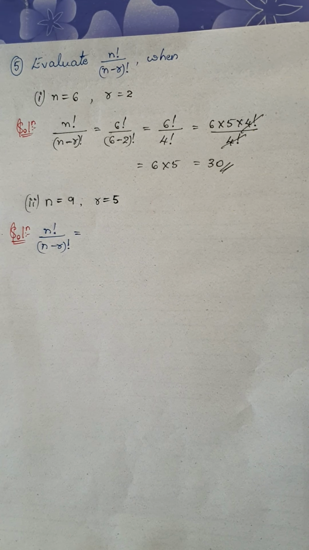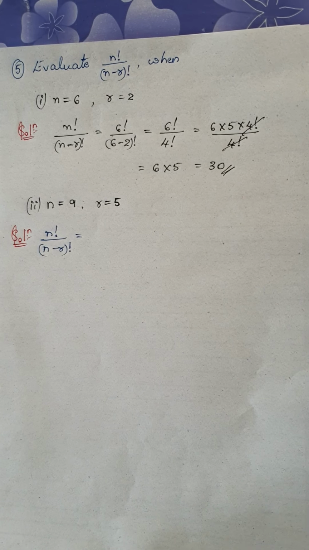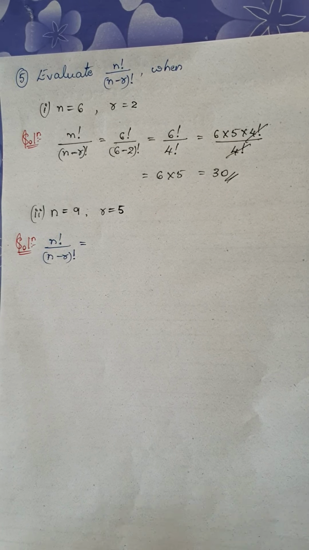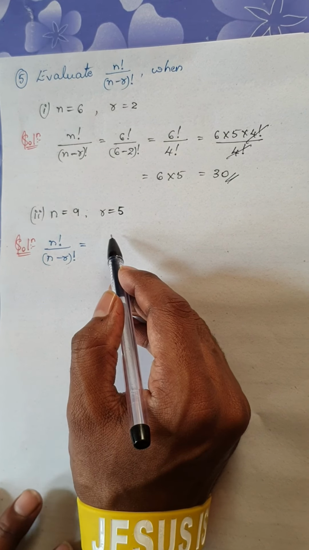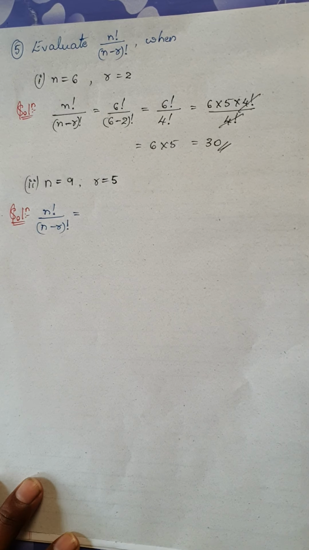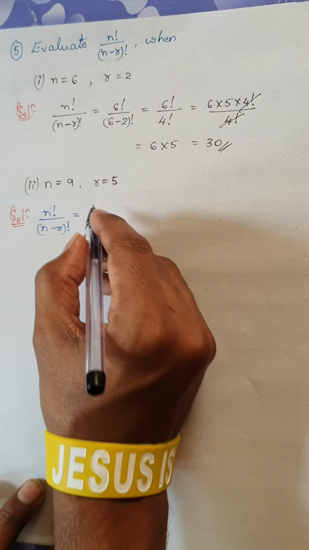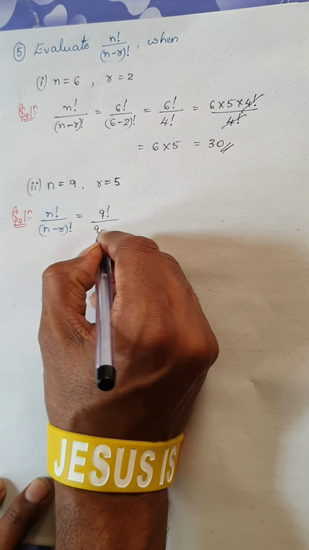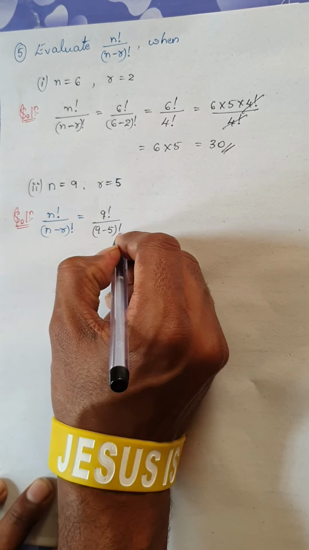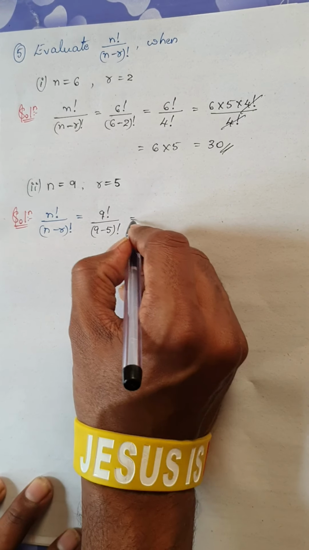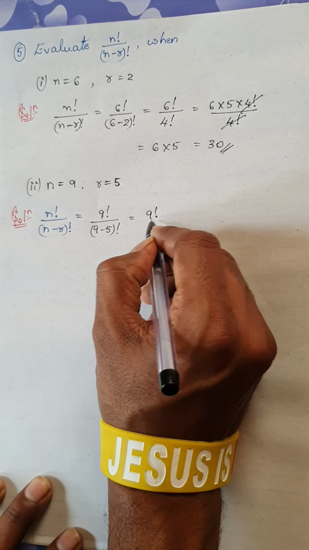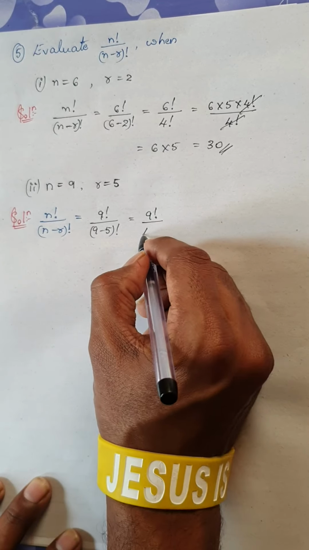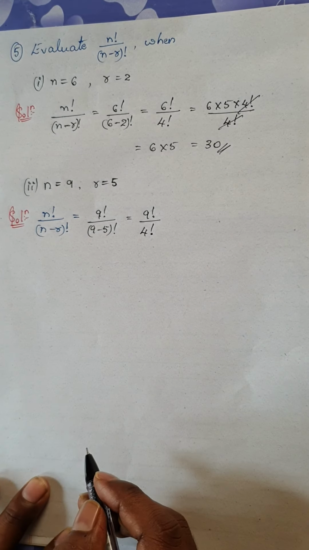In the second case, we have n equal to 9 and r equal to 5. Let us use the same method. n is equal to 9, so I get 9 factorial divided by (9 minus 5) factorial. This is nothing but 9 factorial divided by, what is 9 minus 5? That gives me 4 factorial.